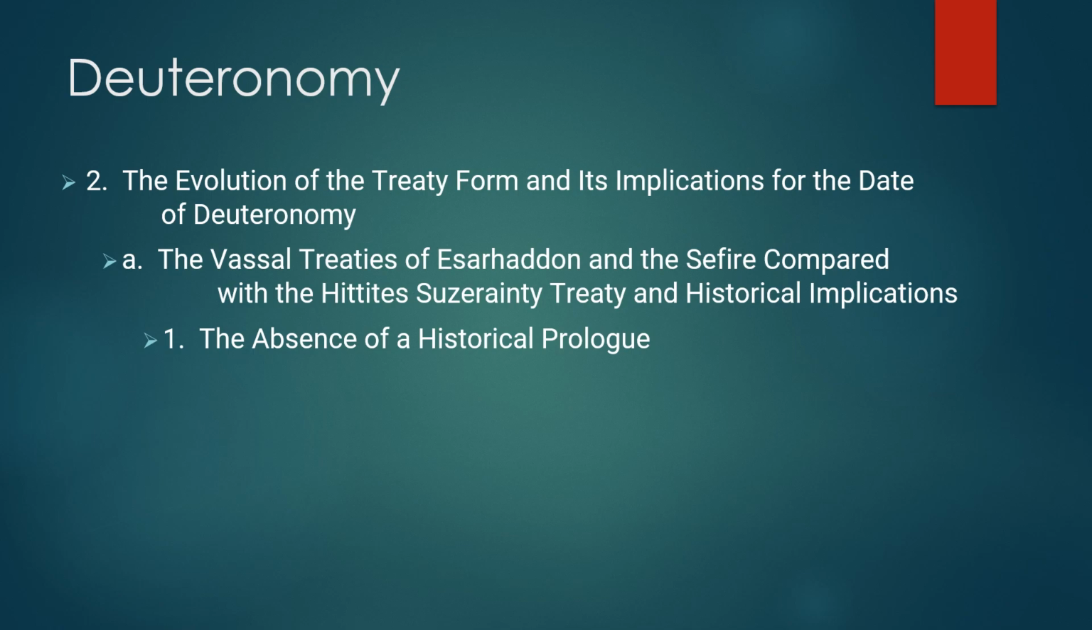The first is the absence of a historical prologue. I'd say the most striking and important contrast between the Assyrian and Hittite treaties is that the second section of the schema of the Hittite treaty is the historical prologue, and that is not found in the Assyrian treaties. I think that is enormously important for several reasons. First of all, the historical prologue sets the tone for the Hittite treaty. It's on the basis of his prior beneficent acts that the great king justifies the demand for observance of the stipulations on the part of the vassal.